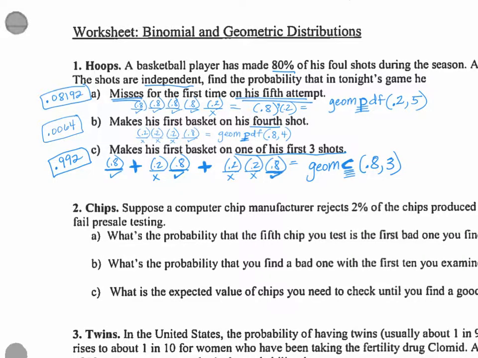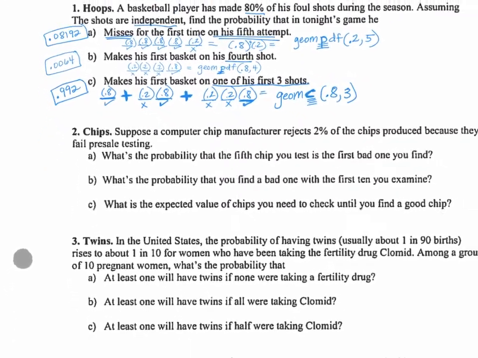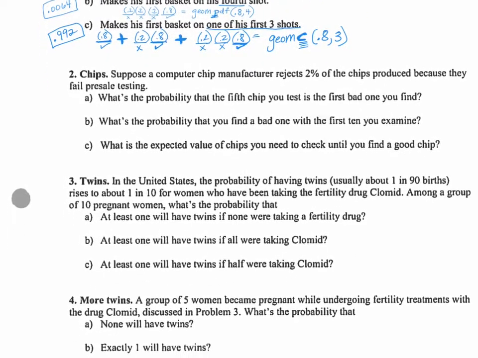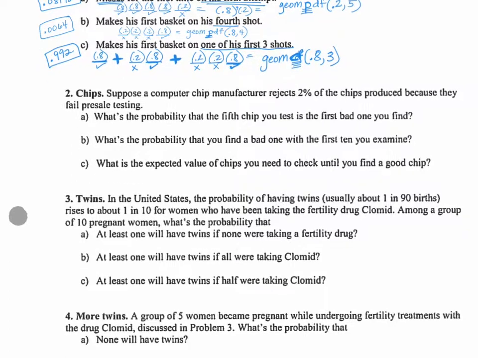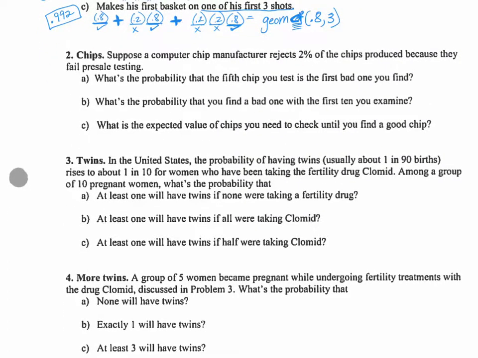All right, let's practice one more. Let's do number 2. It's another geometric one. Let's see if you can follow along here. Okay, number 2. Suppose the computer chip manufacturer rejects 2% of the chips. So good is 0.98, bad is 0.02. What's the probability that the 5th chip you test is the first one that you come to that is bad?